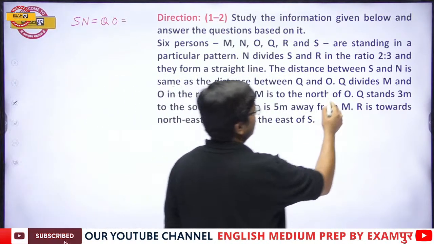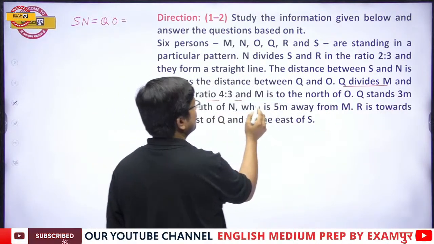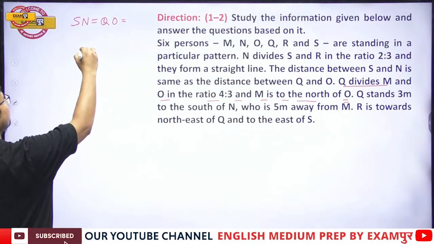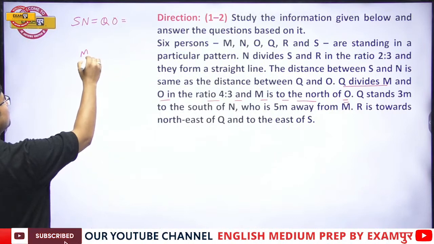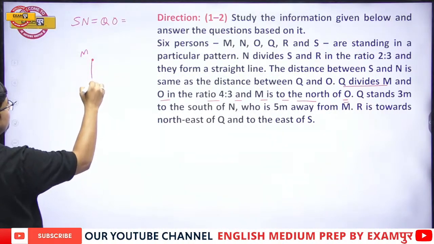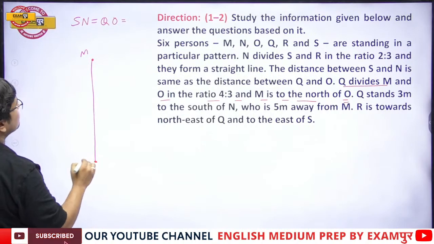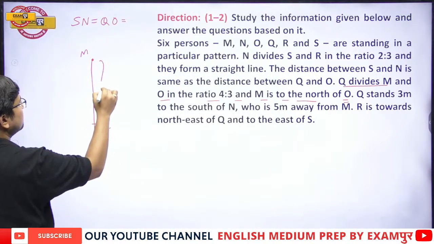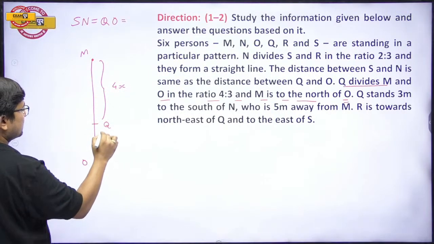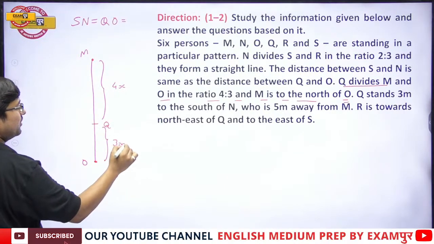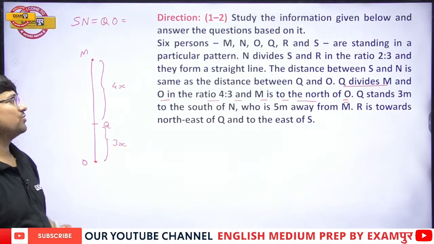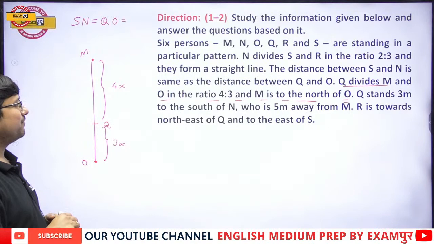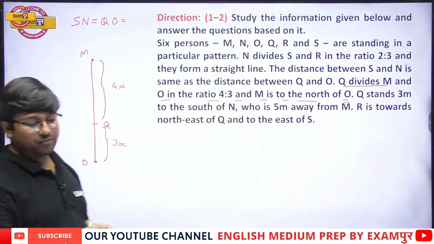Now listen to this line. It says Q divides M and O in the ratio 4:3 and M is north of O. Okay everyone. So M is north of O, and Q divides M and O in the ratio 4:3. It is clearly mentioned or not? Q divides M and O in the ratio 4:3 and M is north of O. Alright everybody?